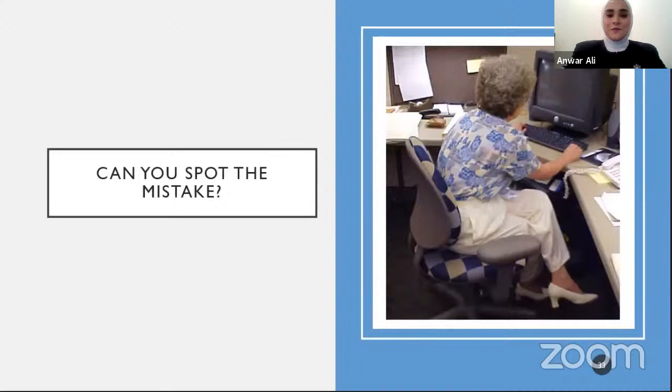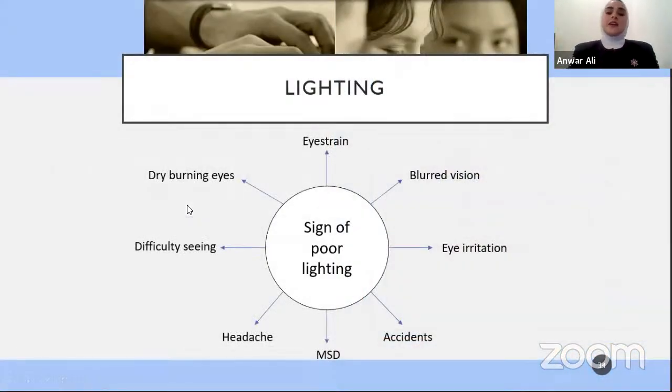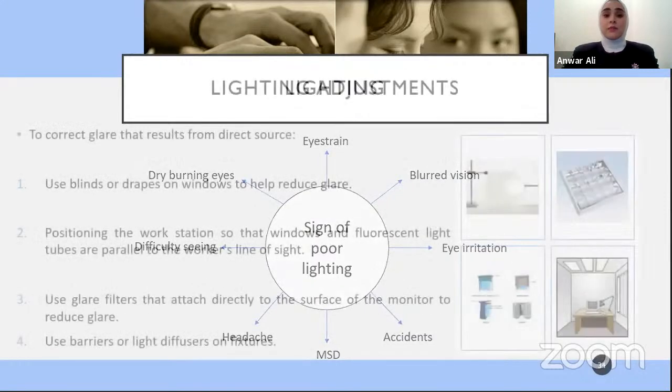Okay. Now, moving to the last part of setting your workstation, which is lighting. You can notice that you have poor lighting by having eye strain, blurred vision, eye irritation. Sometimes accidents may happen. Musculoskeletal disorders, headache, difficulty seeing, dry burning eyes. All of those sometimes happen to us and we ignore it and don't notice that it happens because of poor lighting. So how can we overcome this problem?